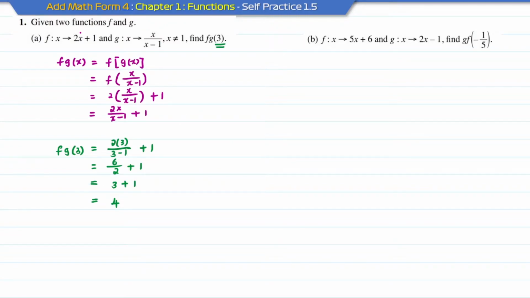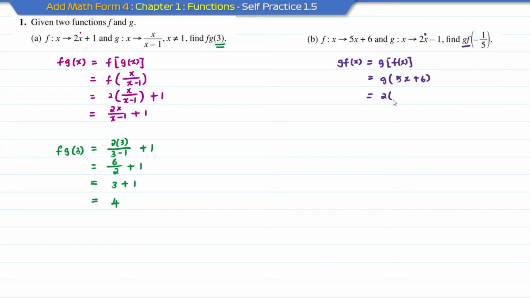For question B, you have the functions f and g here. The question is asking you to find the image of the composite function gf when the object is negative 1 over 5. First we need to find the composite function of gf. The composite function of gf is found by inserting the function f into the function g. The f of x is 5x plus 6, and this is the one that we're going to insert into the x in our function g.